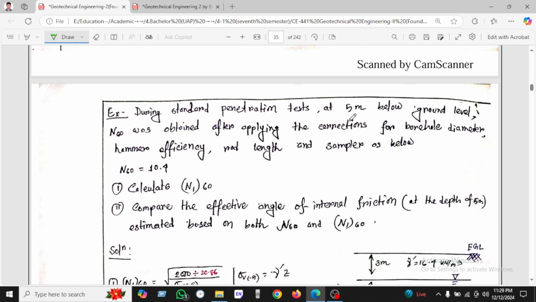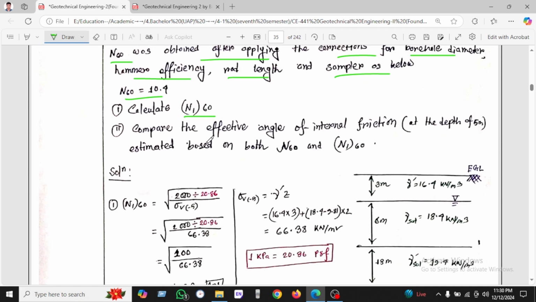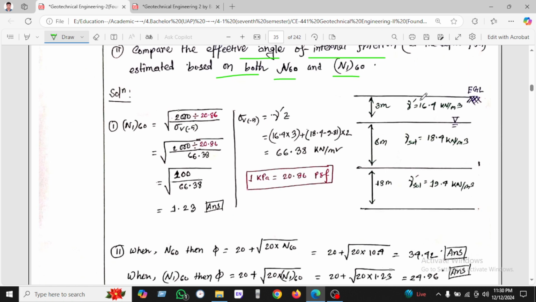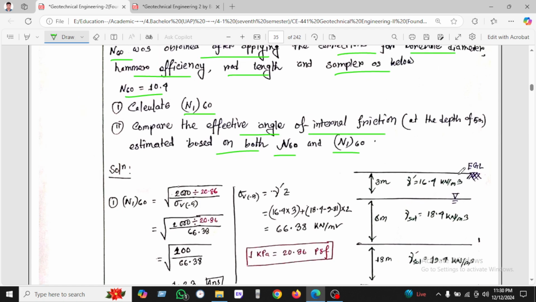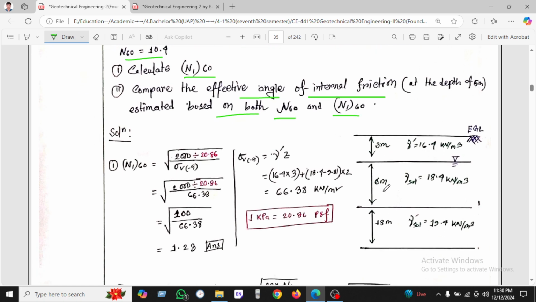During the standard penetration test at 5 feet below the groundwater level, N60 was obtained applying corrections for borehole diameter, hammer efficiency, rod length, and sampler as below. N60 is 10. Calculate N160 and compare the effective angle of internal friction at the depth of 5 meters estimated based on both N160 and N60. So this figure is given, we can see the EGL, and 3 feet, 6 feet, and 16 feet are given. So we can see the vertical overburden pressure at 5 feet. This is the 5 feet.